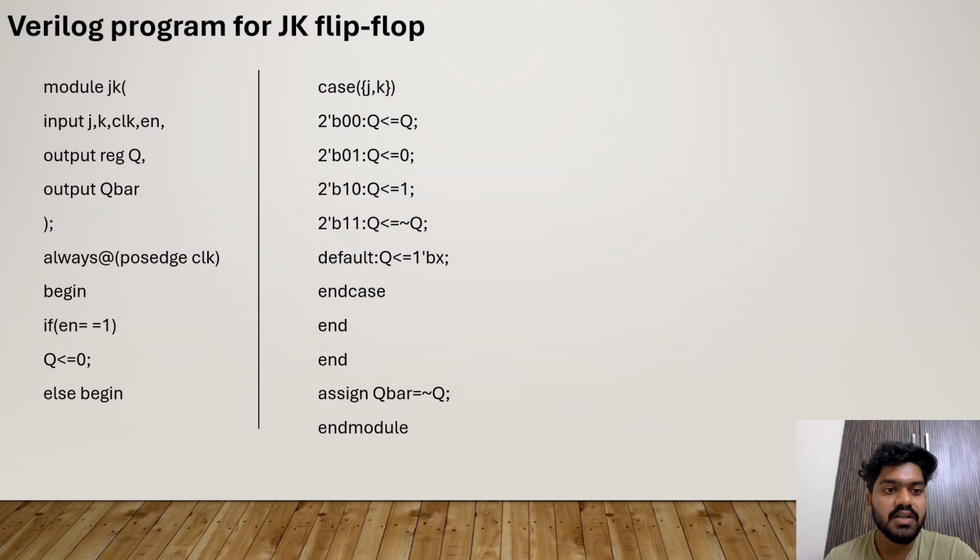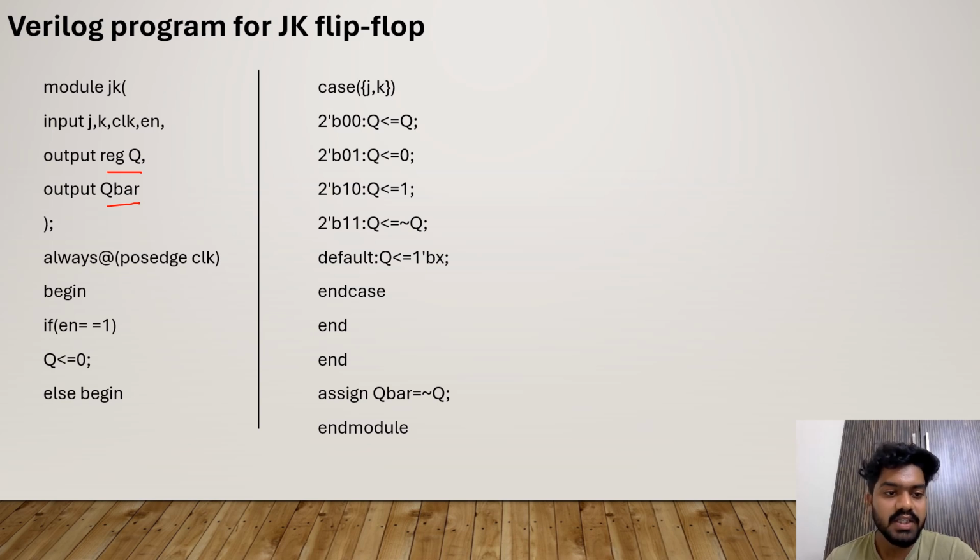And here the first line is a module. We are defining the module name as JK, and the inputs we will be providing are J, K and CLK, that means clock, and that will be high always. CLK is equal to 1, and EN is the enable signal, and output is Q, that is reg, means register Q, that will be storing the output Q either 0 or 1, and one more output is Q bar. The output stored in Q is assigned to Q bar at the end.